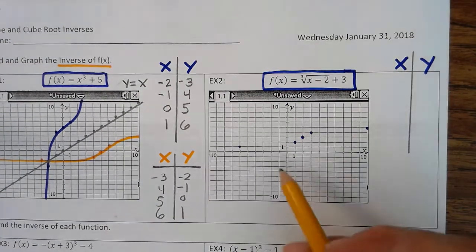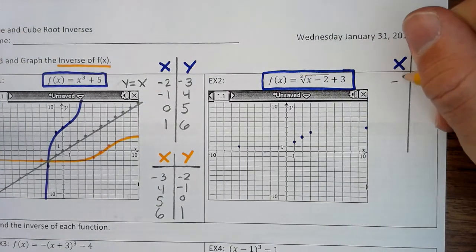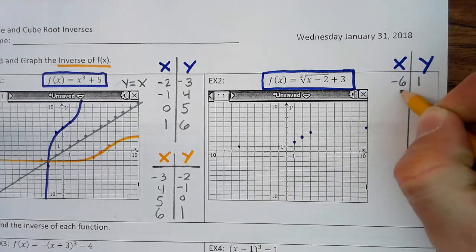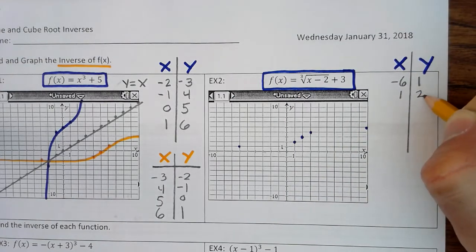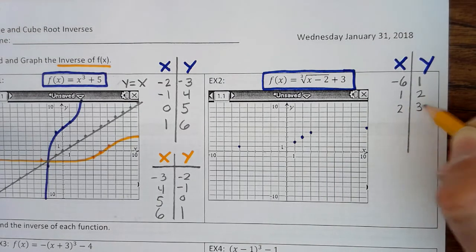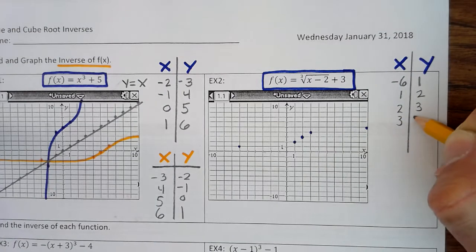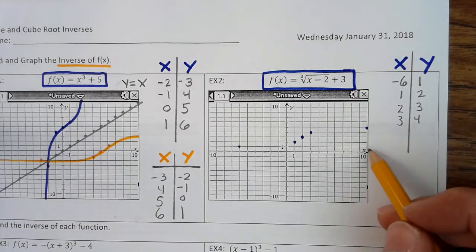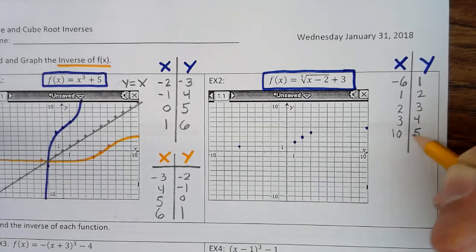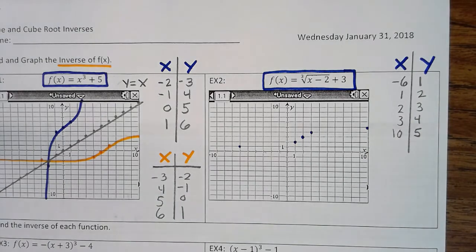So our points are negative 6, 1, 1, 2, 2, 3, 3, 1, 2, 3, 4, and then 10, 1, 2, 3, 4, 5. So 10, 5. All right, so let's graph that.